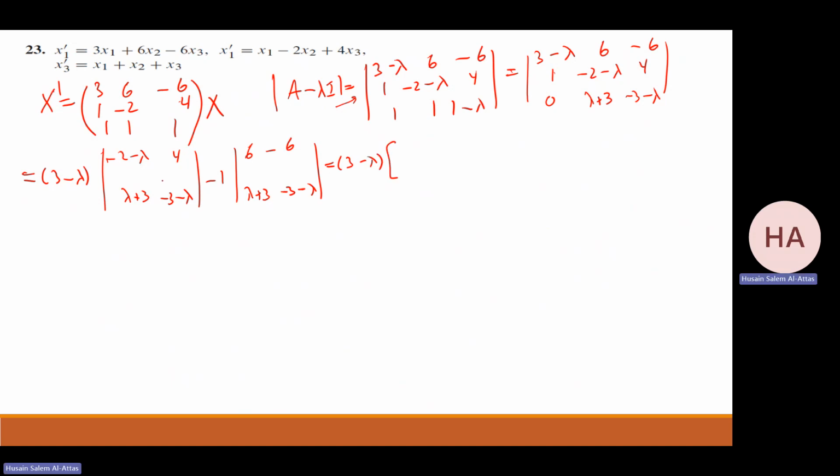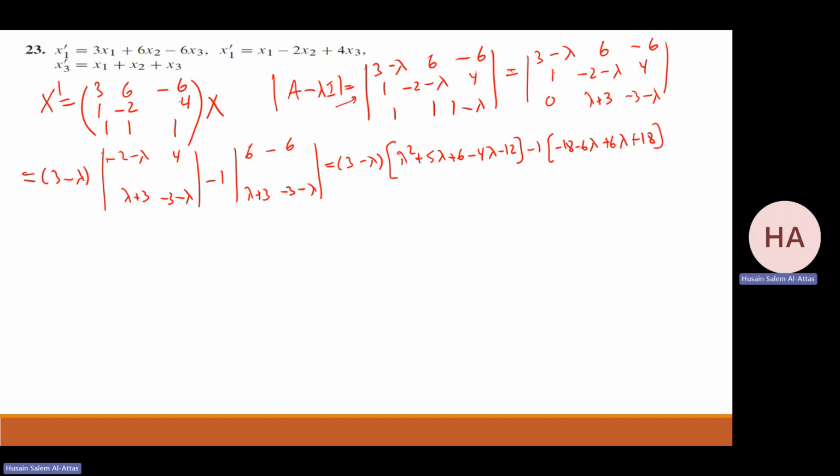Be careful now. What do we have here? Lambda square plus 3 lambda plus 2 lambda plus 5 lambda plus 6 minus 4 lambda minus 12. I'll come back to this. -1 times what? -18 minus 6 lambda minus 6 lambda minus 18 plus 18. That will be, sorry, that will be plus 6 lambda plus 18.